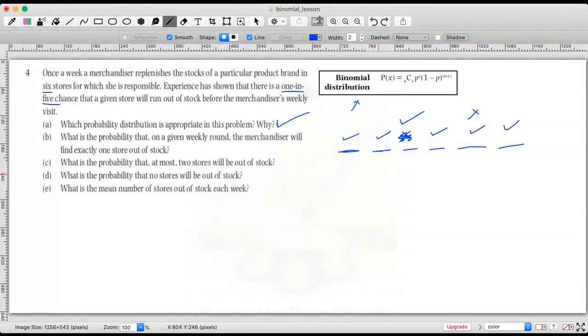Remember, there's only 2 possible outcomes: you can have stock or you can be out of stock. A giveaway of what you want the event to be is in the question. The question is saying out of stock, so you're interested in the probability that a store does not have stock.